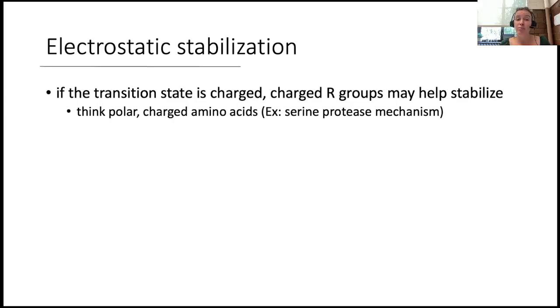Well, in the serine protease mechanism, for example, we had a transition state, that tetrahedral intermediate, with a negatively charged oxygen. So the mechanism was stabilized by some R groups that were performing hydrogen bonding or ion-dipole interactions with that negative charge. We also just saw charge stabilization in the carbonic anhydrase mechanism with the zinc ion.